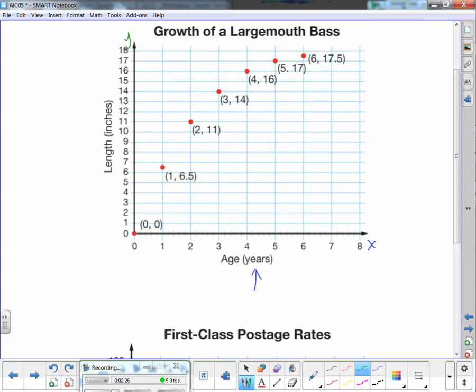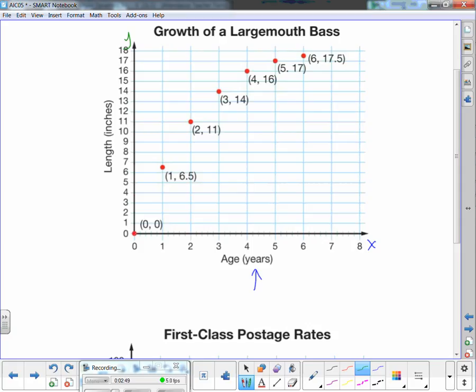How come there's no negatives on this? Because how long was the fish before it existed? All right, it was not. Okay, there is no negative time. All right, we got a problem there. Okay, so it's just trying to plot the situation throughout its life.